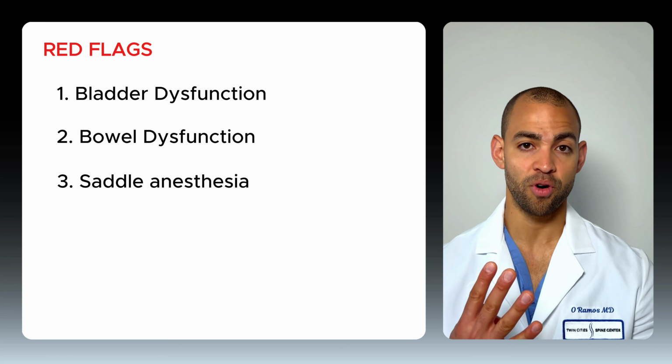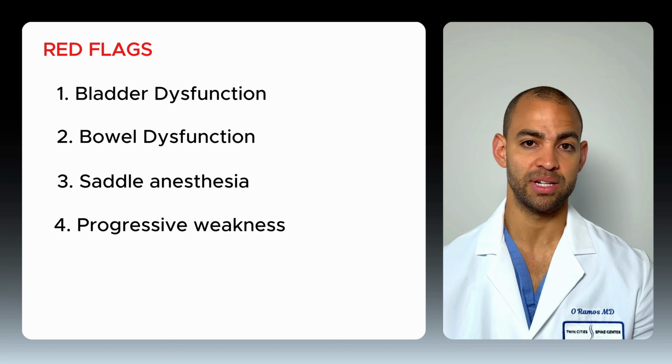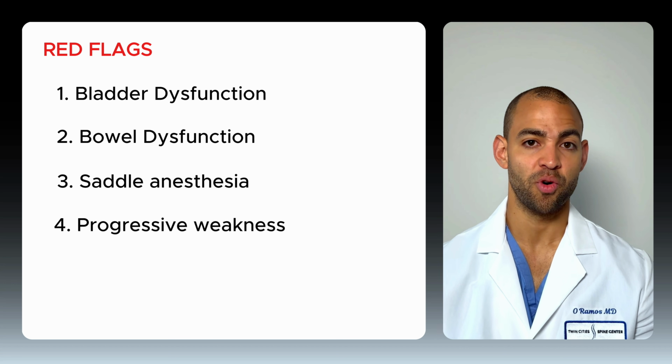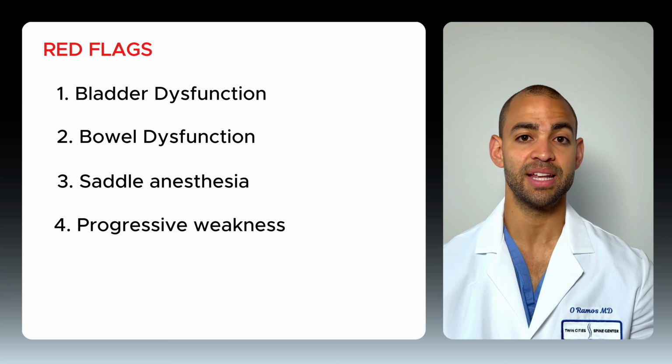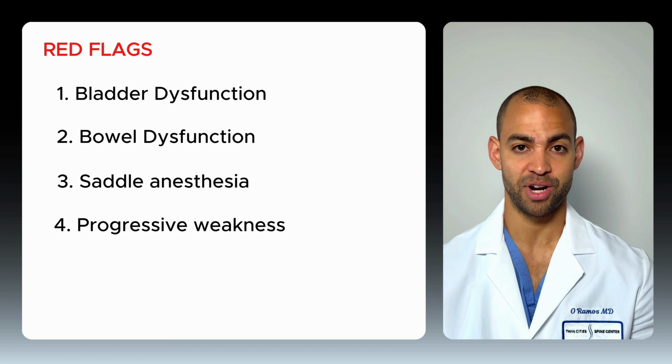Red flag number 4 is progressive bilateral leg weakness. Weakness in both legs that is worsening, difficulty walking, difficulty controlling the legs, is a sign of significant multi-root compression.